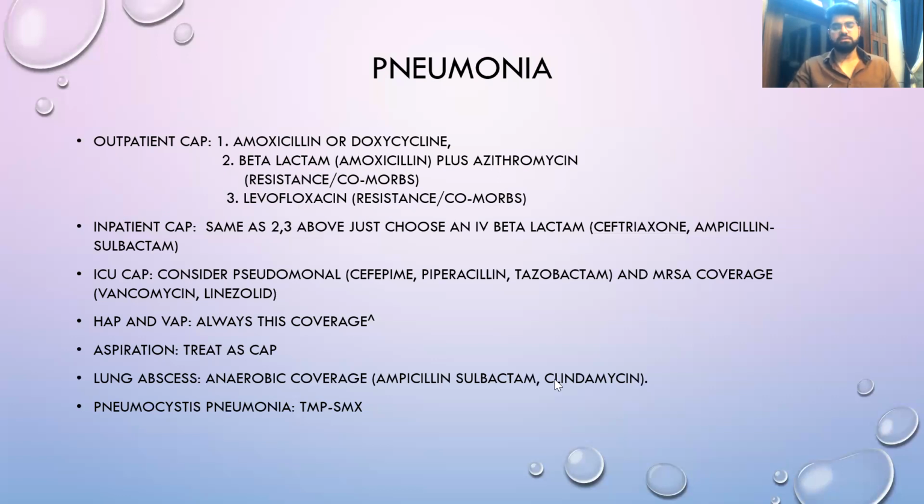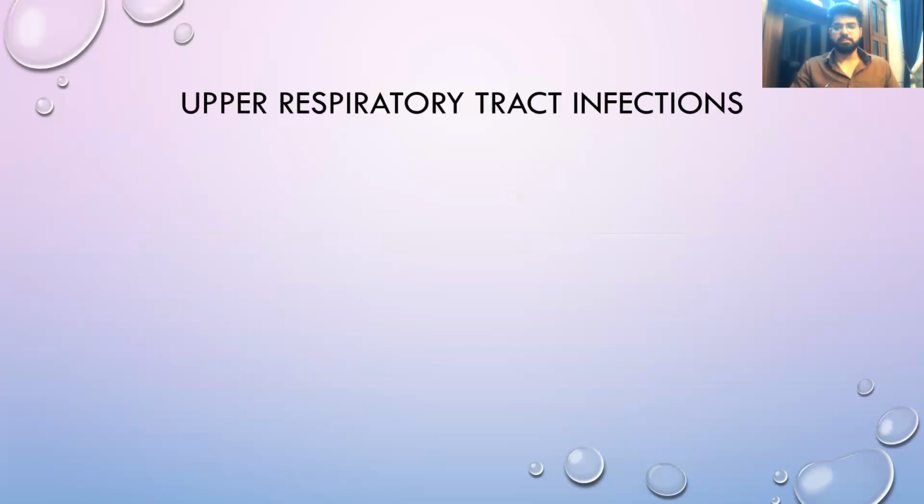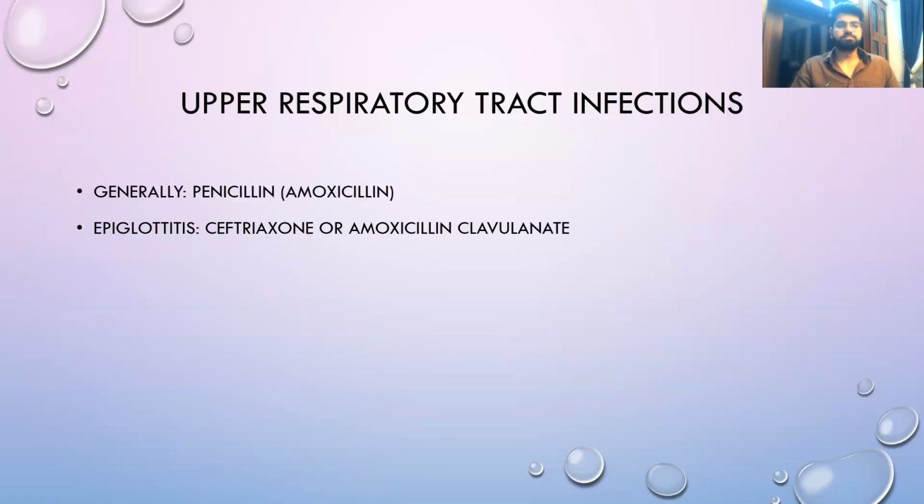We will see that across other organisms as well. So this is something that they like to test, and this is something that we have been learning from step one for a long time. Now, upper respiratory tract infections, I've included this right after pneumonia so that we can compare the difference. Generally, the infections are mild, right? So we just go for a simple penicillin, simple gram-positive coverage in the form of either amoxicillin or amoxicillin clavulanate.